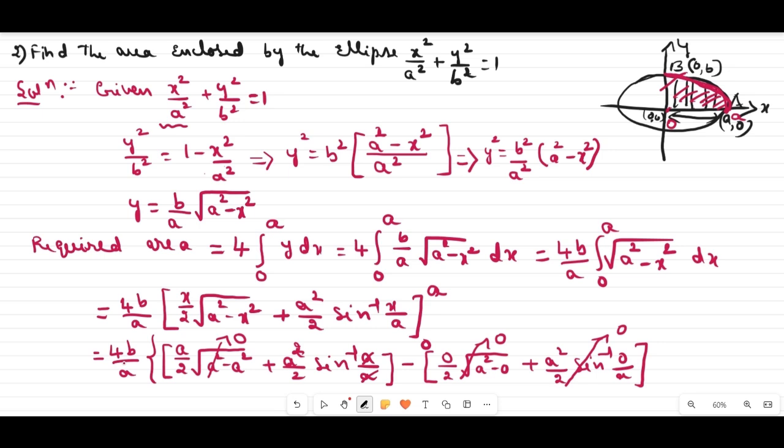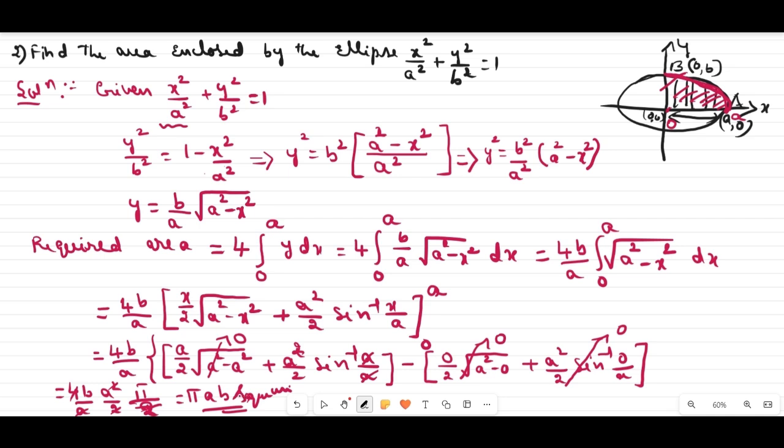I will write down the remaining terms. The remaining terms are 4b by a into a square by 2 sine inverse 1. Sine inverse 1 is pi by 2, isn't it? So pi by 4 gets cancelled, 1a gets cancelled. The remaining is pi ab square units. So this is the final answer. This is the area of the ellipse. This is how we find out the area of the ellipse using integration.